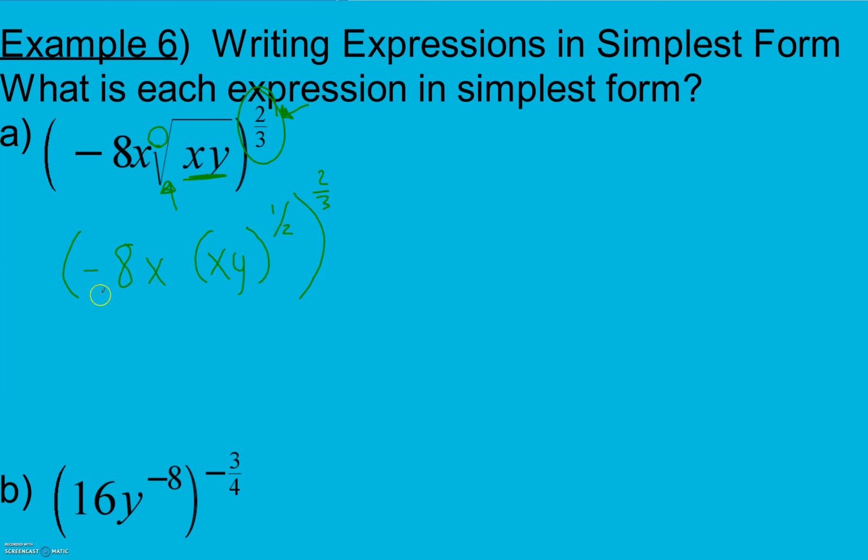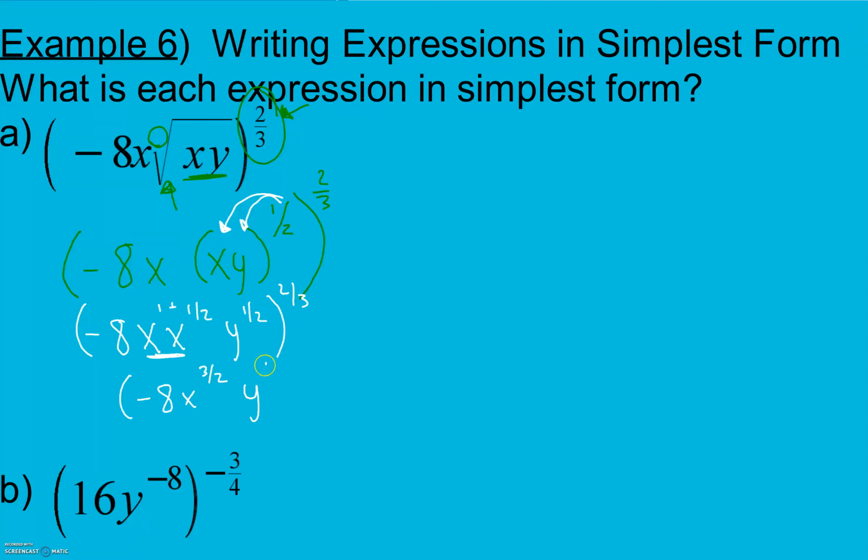Okay, I have inside, I have a product to a power, so I'm going to take that half power to each factor here. Negative 8 times x to the 1/2 power times y to the 1/2 power. And all of that is raised to the 2/3 power. I can multiply these together by adding my exponents, and I get 3/2 y to the 1/2. So I've simplified inside my parentheses the best that I possibly can so far.